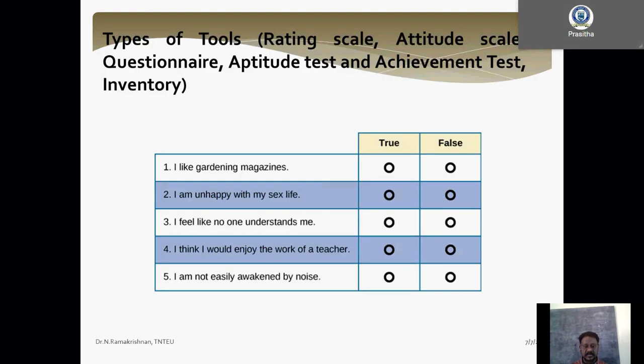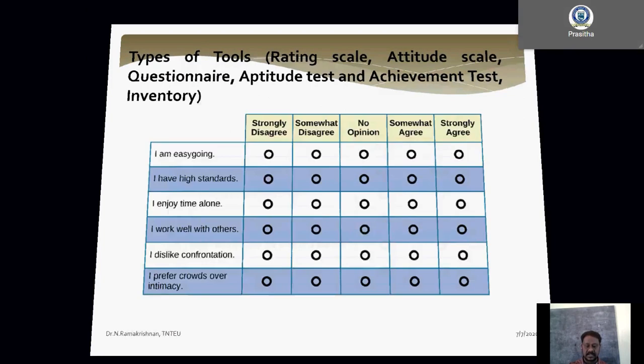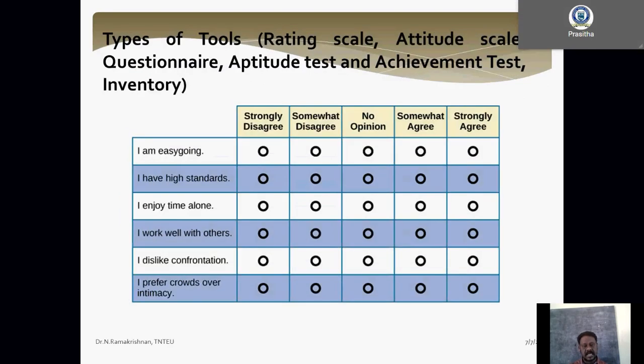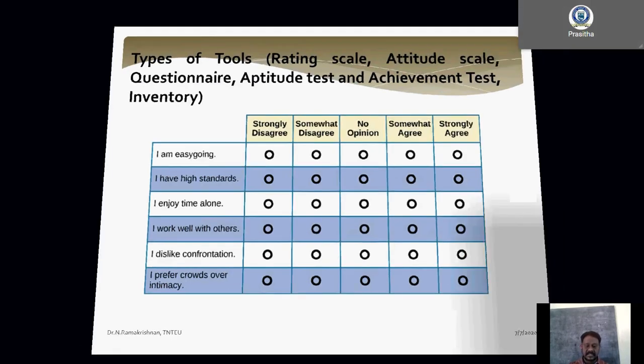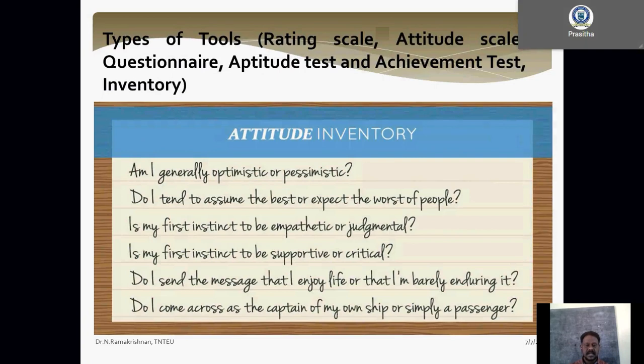I am not easily awakened by noise. See, these are all. And again, I am easygoing. I have high standards. I enjoy time alone. Suppose some people are most reserved, they cannot reveal anything, they will not mingle with people, and I work well with others. Acceptability, sociability. I dislike confrontation. I prefer crowds over intimacy. And this is attitude inventory.